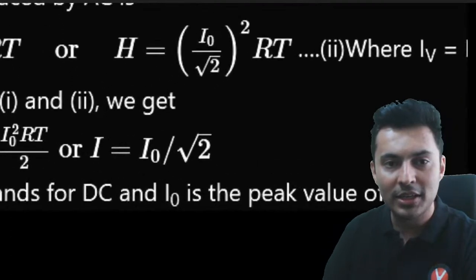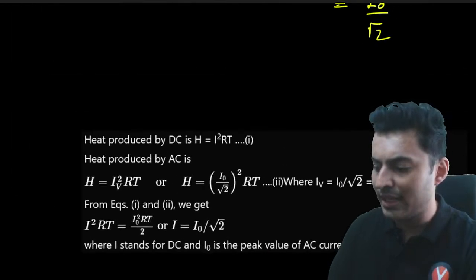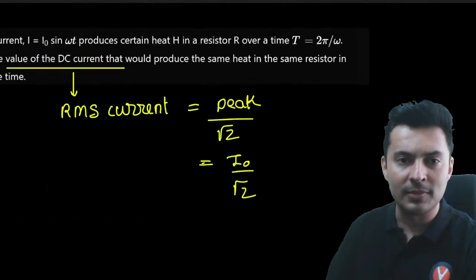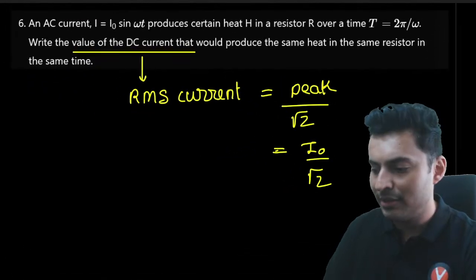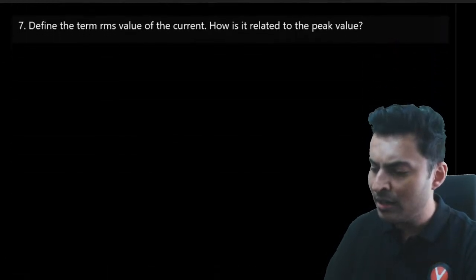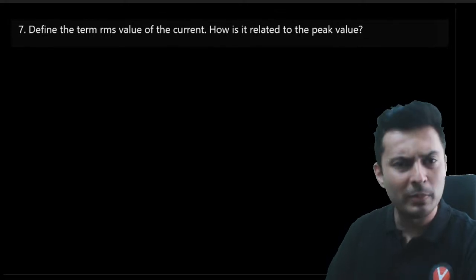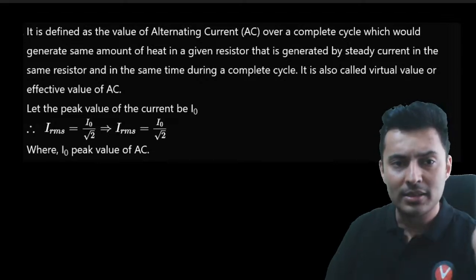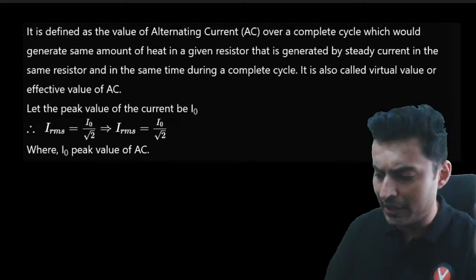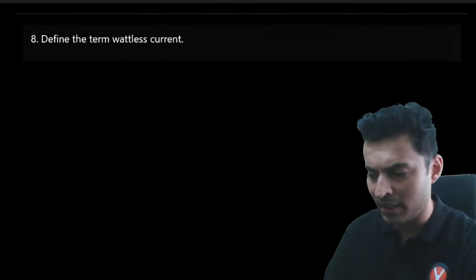It is nothing but I naught divided by root 2. So that is purely by definition. You can just write it over there. Got it? So that is the definition of RMS as well. Define RMS value of current. How is it related to peak value? We just did it. It's the same question repeated in different ways. So these are all standard important questions. Moving on to the next one.